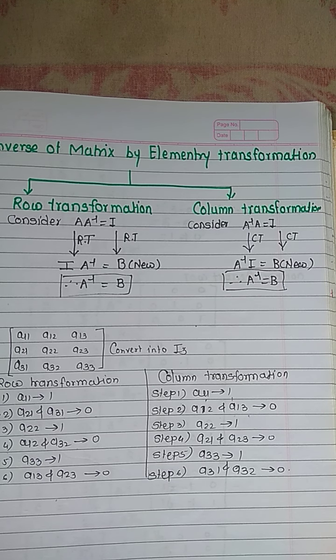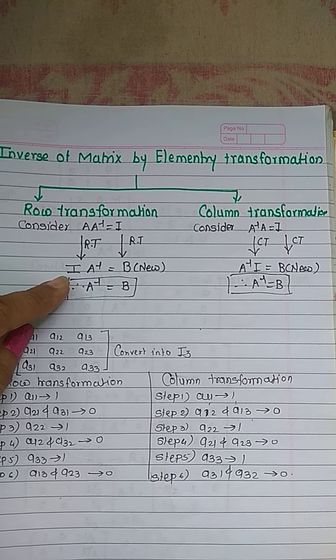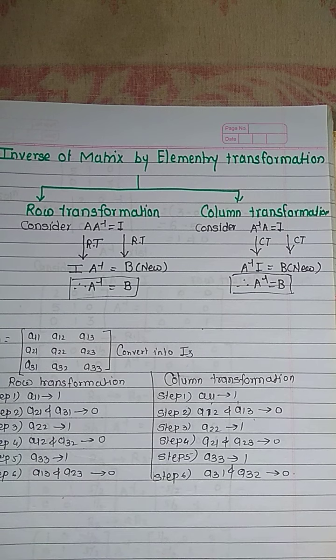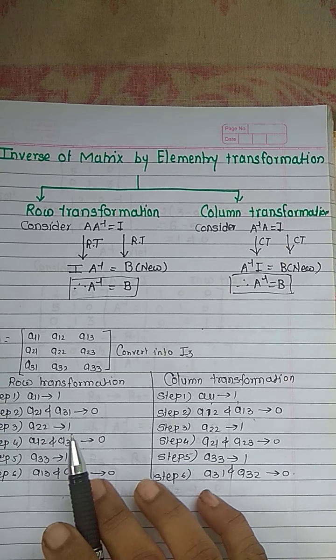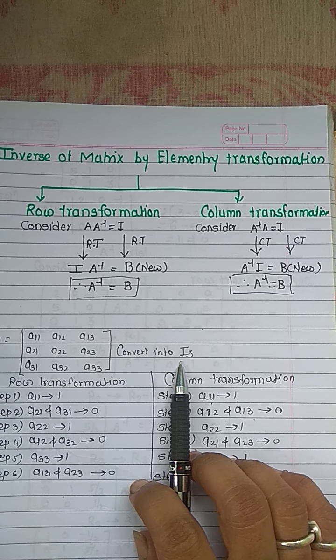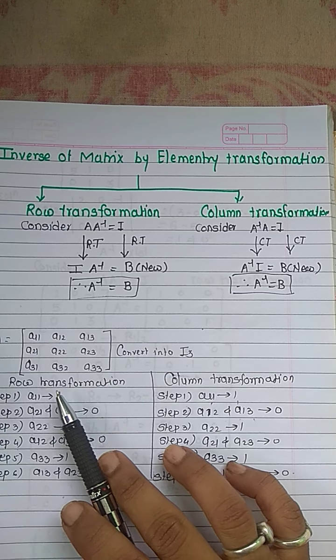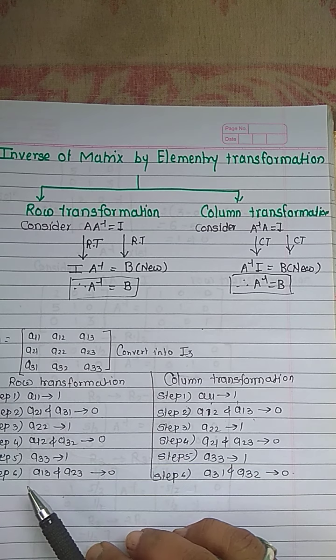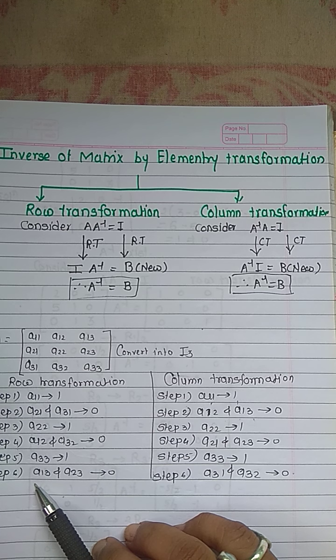Therefore, to find A inverse, we have to first convert A into the identity matrix, that is, the I matrix. This can be done by using the elementary transformation. And we know how to convert a matrix A of order 3 into the I3 matrix. If we use the row transformation, there are 6 steps as follows.